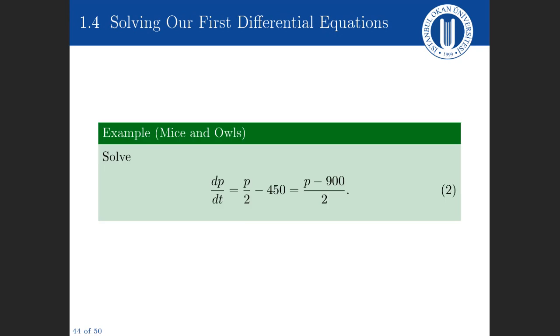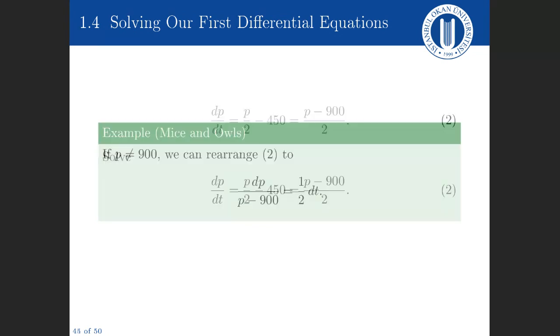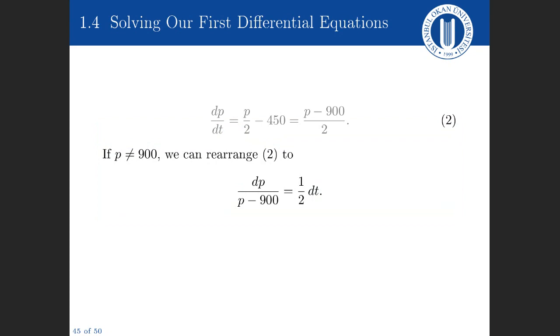First, let's look at the mice and the owls. dp/dt is equal to p/2 minus 450, or to make it slightly easier to solve, I'm writing this as (p minus 900) divided by 2. If p is not 900, we can imagine that we can rearrange this equation. We can imagine multiplying both sides of the differential equation by dt to move this dt to the right-hand side, and dividing both sides by p minus 900 to bring the p minus 900 over here. We can rearrange this differential equation to dp divided by (p minus 900) is equal to half dt.